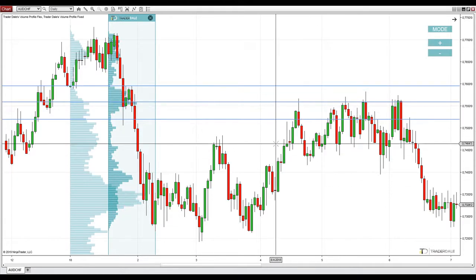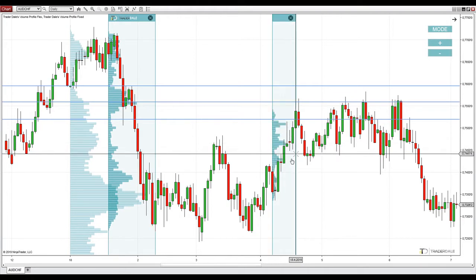If I was using the volume based take profit, then there would actually be two areas where I could have taken the profit, either in here at this volume peak or in here, right? At those two places.